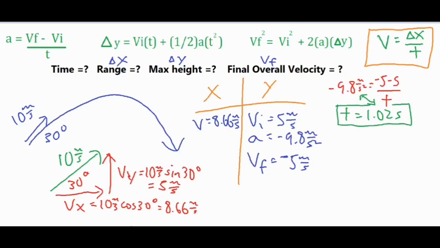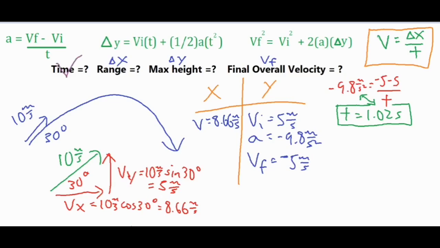So all I had to do was put in our acceleration, -5 minus 5, which is -10 up top, cross multiply these two, so it's basically -10 divided by -9.8, and I have a total time of 1.02. So we can go ahead and check this one off of the list.